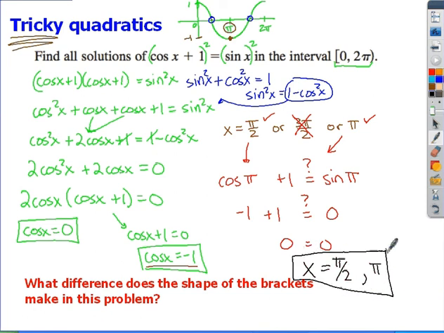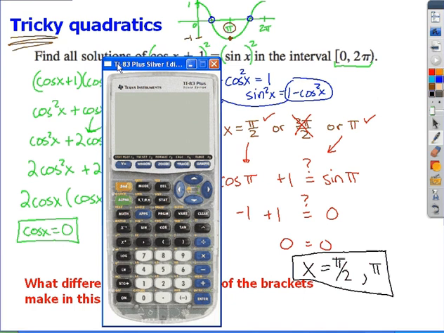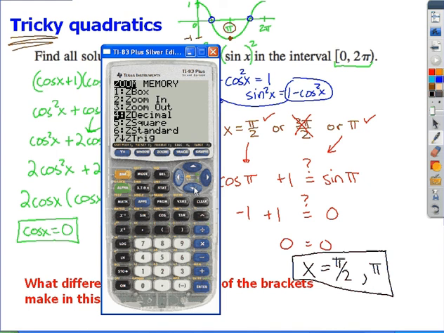And should we just double check with our calculator? I feel confident already, but I got extra time, so let's just check this. There's our calculator. Let's just graph this thing real quick. The original equation, I've already put it in there for you: cosine x plus 1 minus sine x. And I'm going to go zoom down to number 7. It gives me the trig window settings.